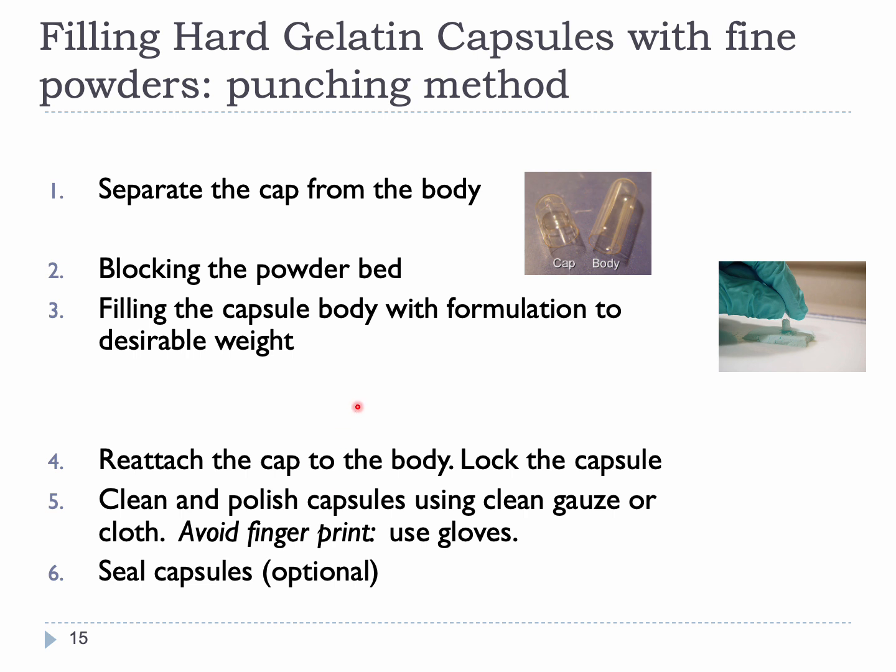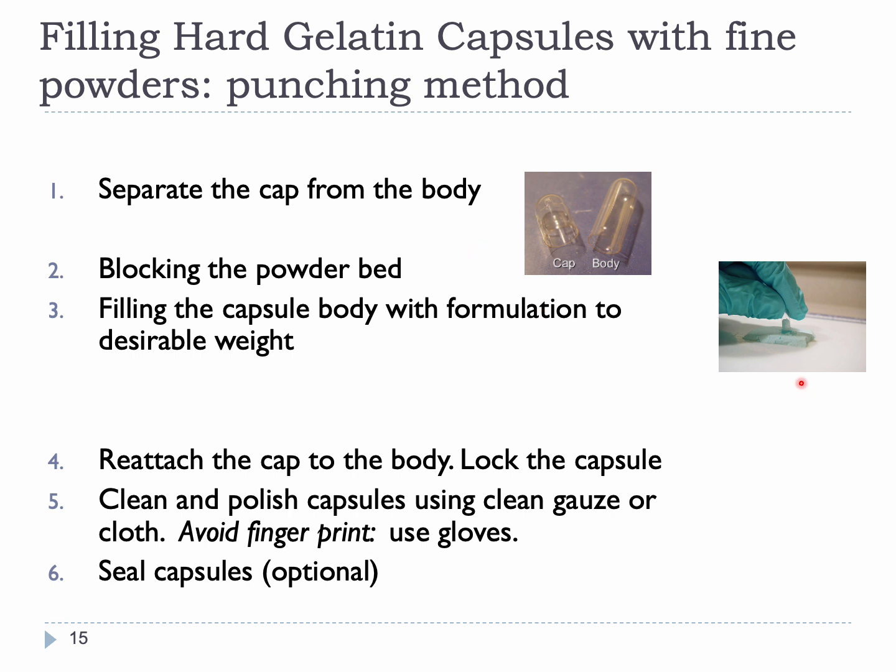To make capsules, there are many methods, using machines or using manual methods. Usually in compounding, a manual method using the hand, or punching method, is commonly applied. For this method, look at this capsule shell. There are two parts of the capsule shell, the cap and the body. The body is longer and the cap is shorter. You need to separate the cap from the body.